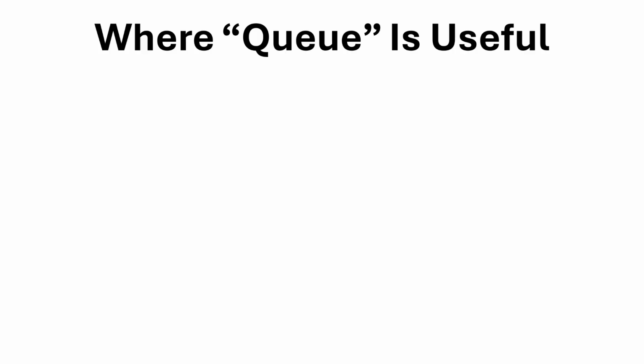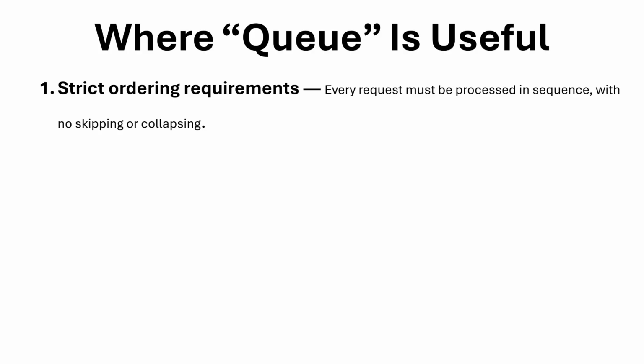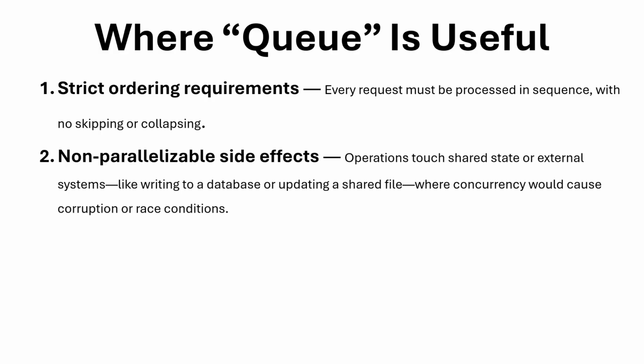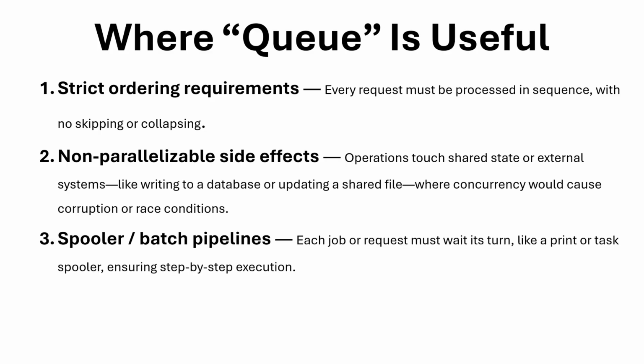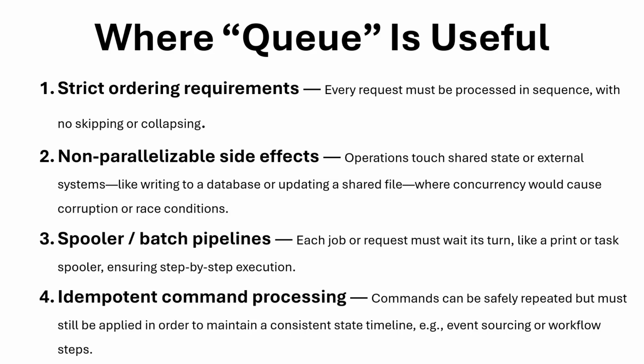Here's where the queue strategy really shines. First, when strict ordering matters, every request is handled one by one, exactly in the order it arrived. Second, when side effects can't run in parallel. Think writing to a database or updating a shared file. Serialization avoids race conditions. Third, queue works like a spooler. Each job waits its turn, ensuring step-by-step execution without jumping ahead. And finally, when commands are idempotent, but order still matters. Event sourcing or workflow steps need consistent state transitions.